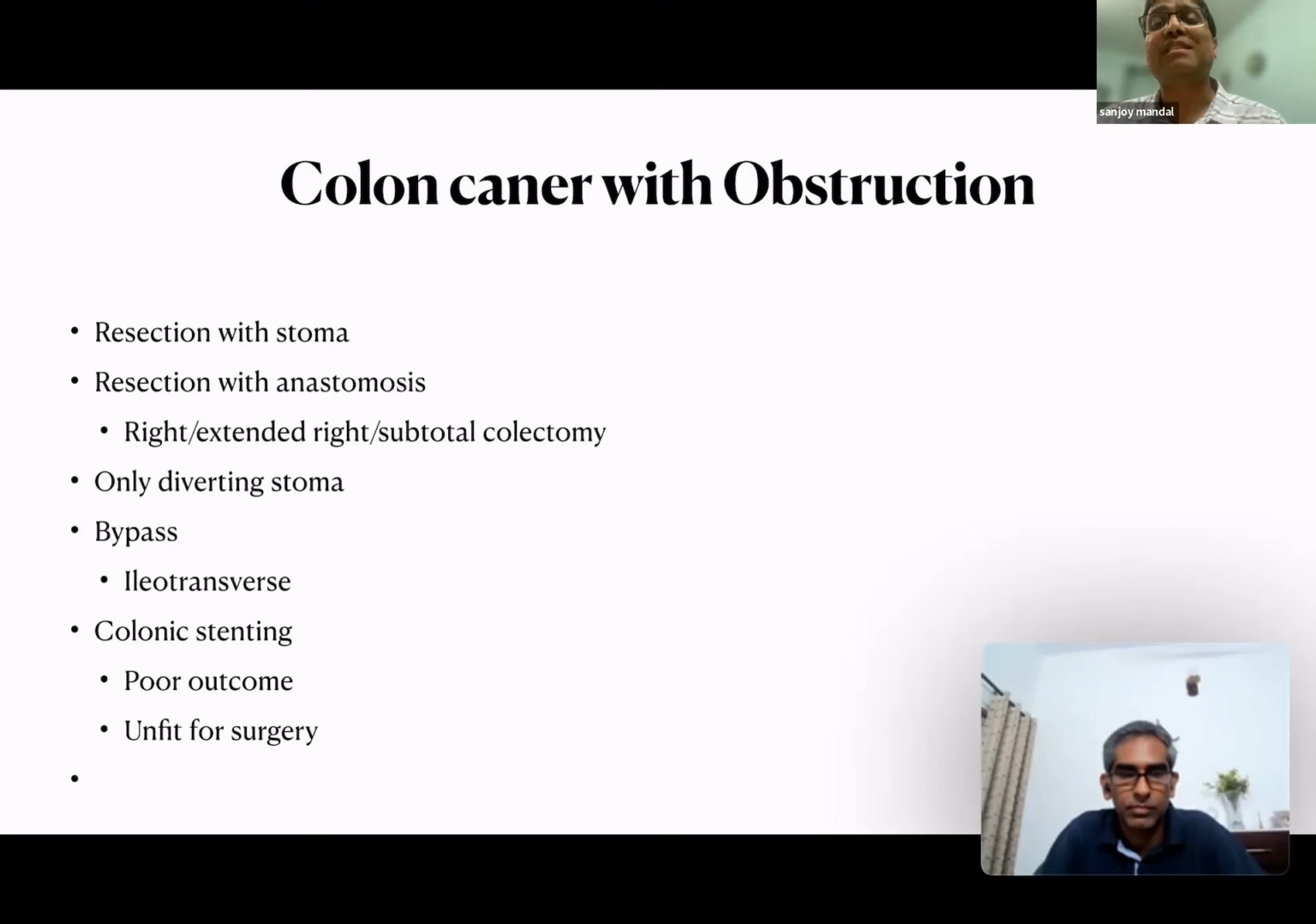Bypass with ileotransverse anastomosis is another option. Colonic stenting has been used, but the problem with colonic stenting is that it is difficult to do for right-sided and transverse colon lesions, though people are getting better and better at it. Most studies have actually shown poor outcomes with stenting. So only if the patient is unfit for surgery would we think of colonic stenting. Otherwise, for a fit patient, surgery is the treatment of choice.